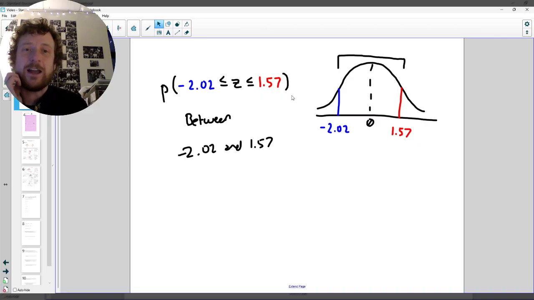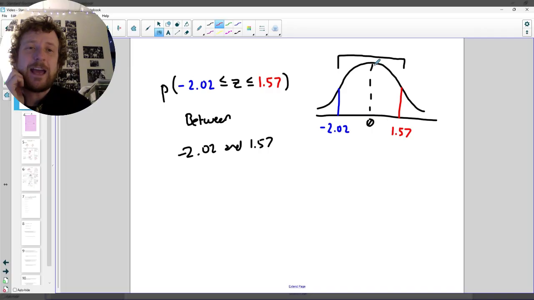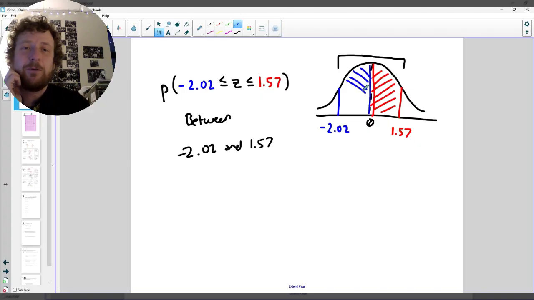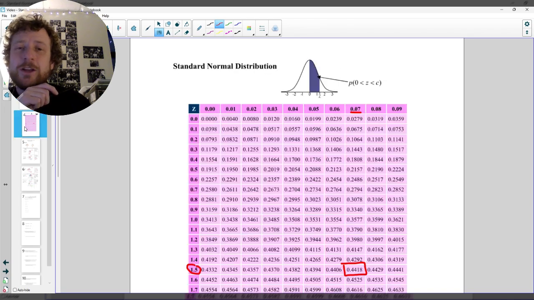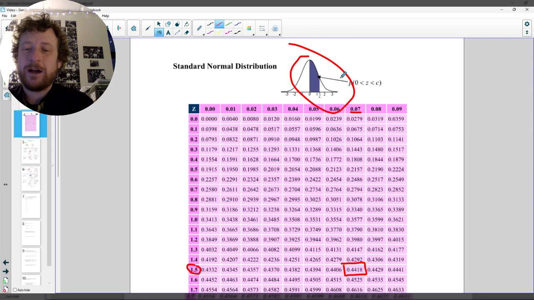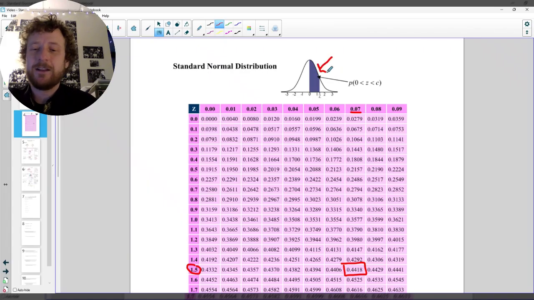Well, to find that shaded area, what I really need to do is add this to this. I will look up both numbers in the chart. I already looked up 1.57, that's 0.4418. Now I'm going to look up 2.02. The chart shows that we have a positive body percent. It's the positive side, but the standard normal curve is symmetrical, so you can use it on either side. There are no negative numbers on here, but that's okay.